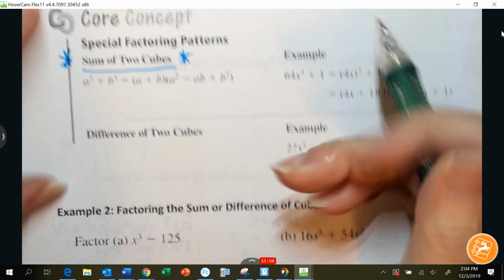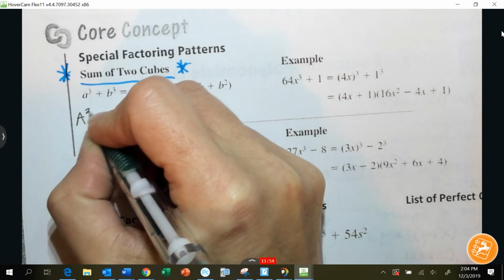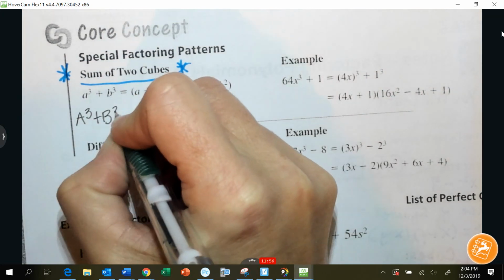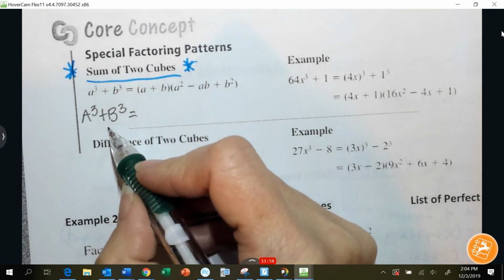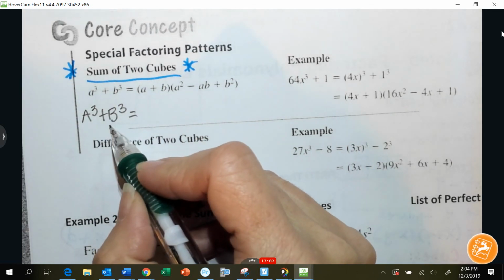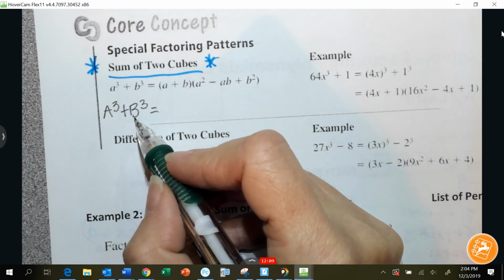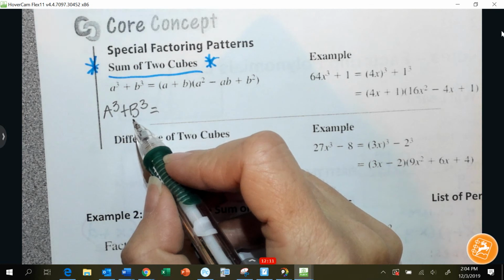Okay. So this is a cubed plus b cubed. And I'm asked to factor it, and I notice, oh, these are perfect cubes, and they're addition. So what you do first is you have to do, it's called a cube root.